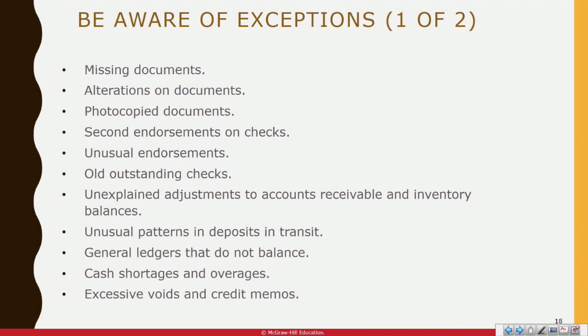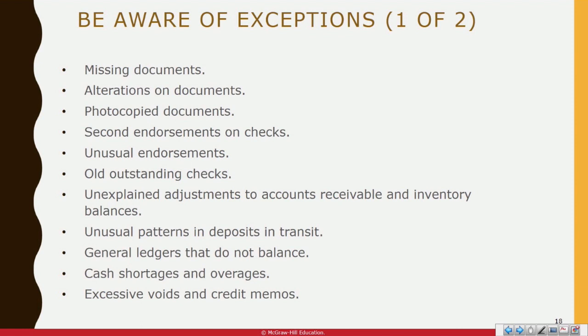Usually companies will endorse the checks, and they should. Controllers endorse checks right away, and it's usually endorsed with a company machine or a restrictive endorsement. Normally you don't see more than one endorsement on a check, so you can look for those things. Any unusual endorsements. Old outstanding checks are also a signal, because most people are going to cash their checks right away.